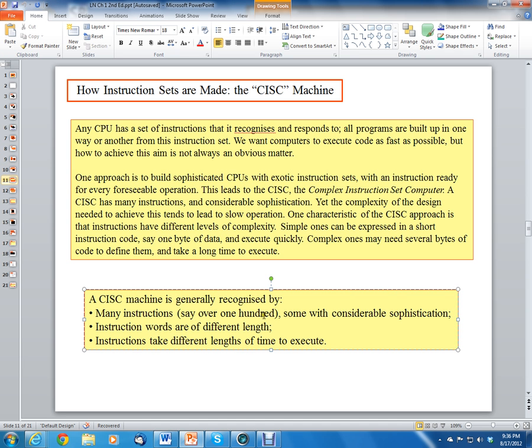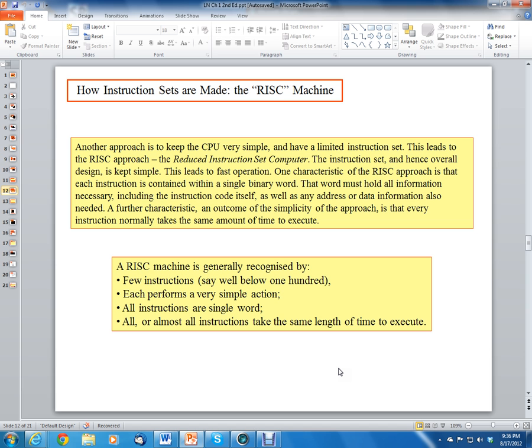Whereas the CISC machine is recognized by many instructions, say over 100, maybe 200 or 300. The instruction words can be of different length, so there are different numbers of bytes or words that you may have to go grab in order to execute the operation, and the instructions can take different lengths of time. So it's harder to make that type of silicon or hardware inside of the chip.